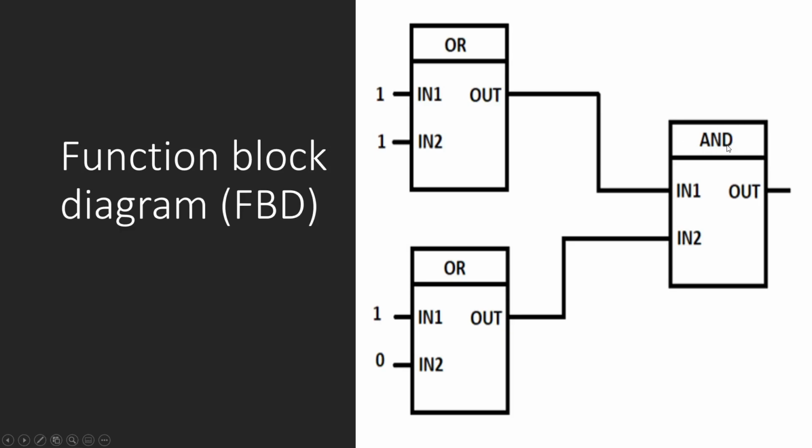We have an AND gate, and it basically means that if input 1 and input 2 are 1, the output will be 1. That's pretty much it.